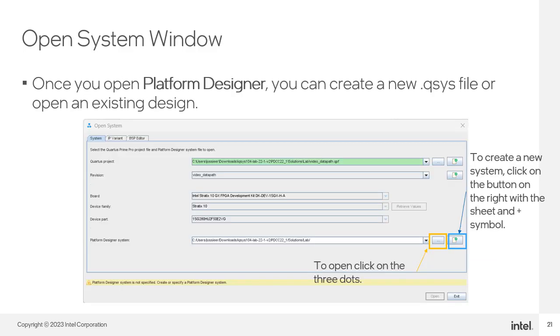In the option Platform Designer System, you can open an existing file by pressing the button with 3 dots, or you can create a new one by pressing the button on the right. Notice that the settings for the project, board and device family have already been filled out, since these settings can be taken from the Intel Quartus Prime project.